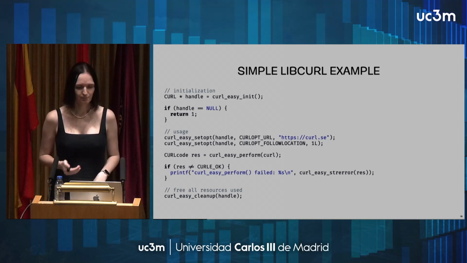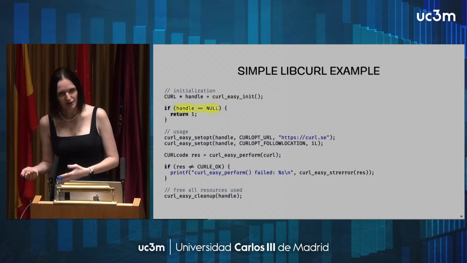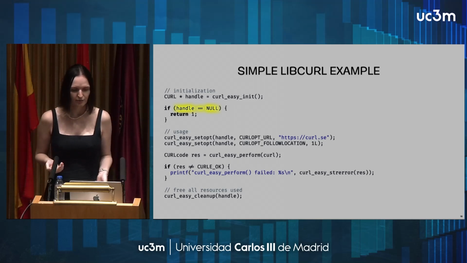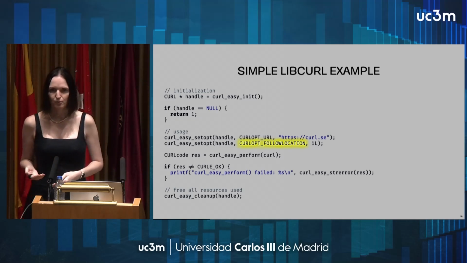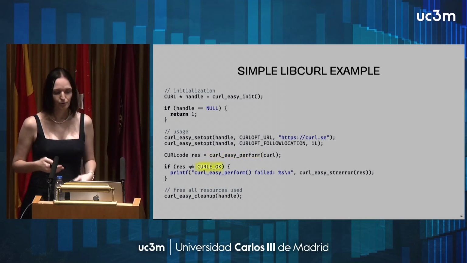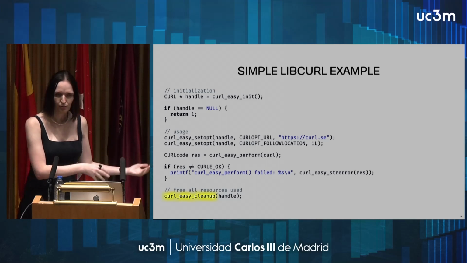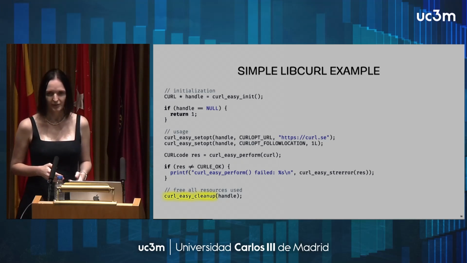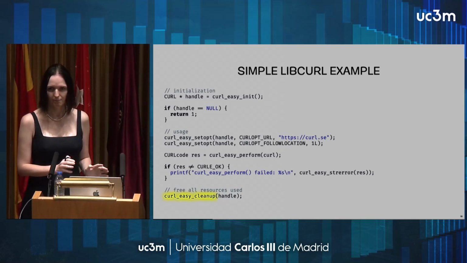So how do you use it? You initialize your handle. You need to check if it's null, because you need to check everything. Then you provide the URL you want to download. You tell it that it can follow redirections, and then you do perform, which will download the stuff. You check if it's done, and otherwise it's an error, and you delete the handle. That's how it's done in C, so no RAII.